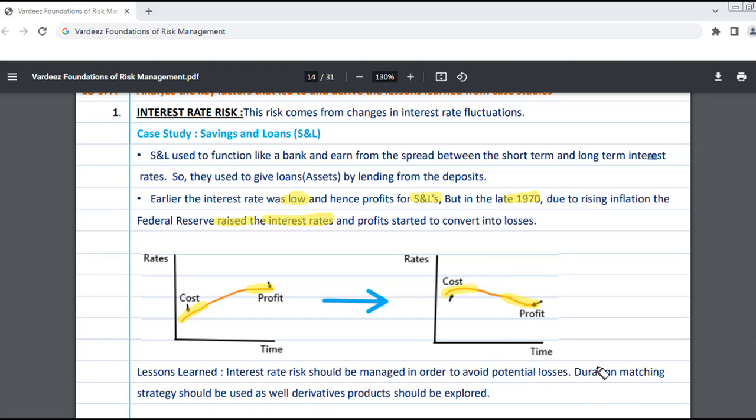Okay, a few other suggestions. Duration matching strategy. Now, what is this? Basically, the deposits are for a shorter term. I mean, imagine anyone can withdraw the deposits, right? The loans are fixed and for a long period of time. So having the same duration for deposits and loans was one suggestion that could be used for reducing this interest rate risk, as well as some derivative products, like we can probably use swaps to manage our interest rate risk as well. Okay, so that's it about the interest rate risk.